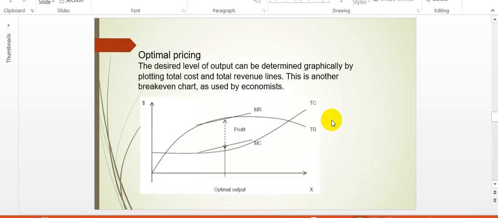We proceed with the optimal pricing. This is a desired level of output which can be determined graphically by plotting total cost and total revenue lines. It is another kind of break-even chart which is used by economists. So in this chart you've got your marginal revenue line there and marginal cost line there. Then you've got your total cost line there and your total revenue line there. Where these intersect, that is your optimal output point. This they'll rarely ask you in the exams, but just for knowledge purposes.